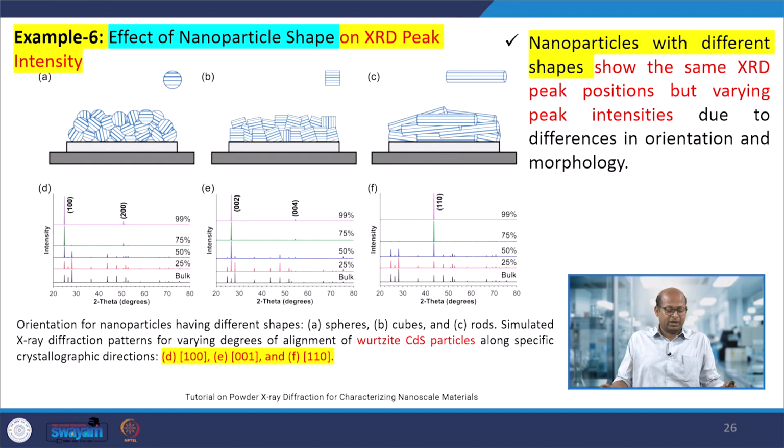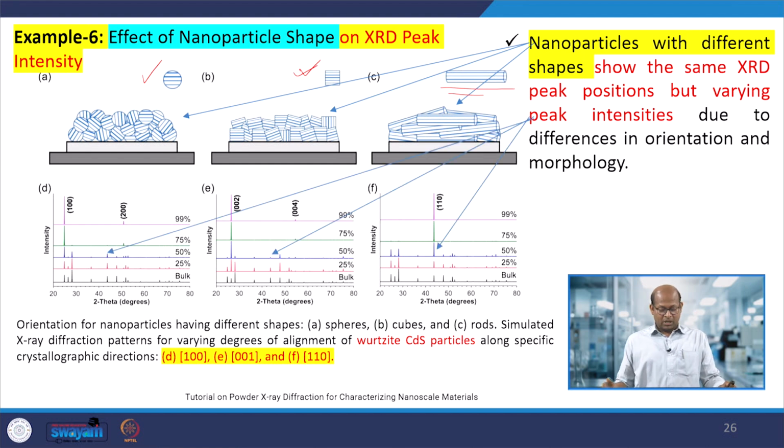Another example is the effect of nanoparticle shape on X-ray peaks, which is also very important. Here three different shapes of the same material were taken or prepared: spherical, rectangular, and cylindrical. Three different shapes were given, and then X-ray diffraction was collected for these particular materials.